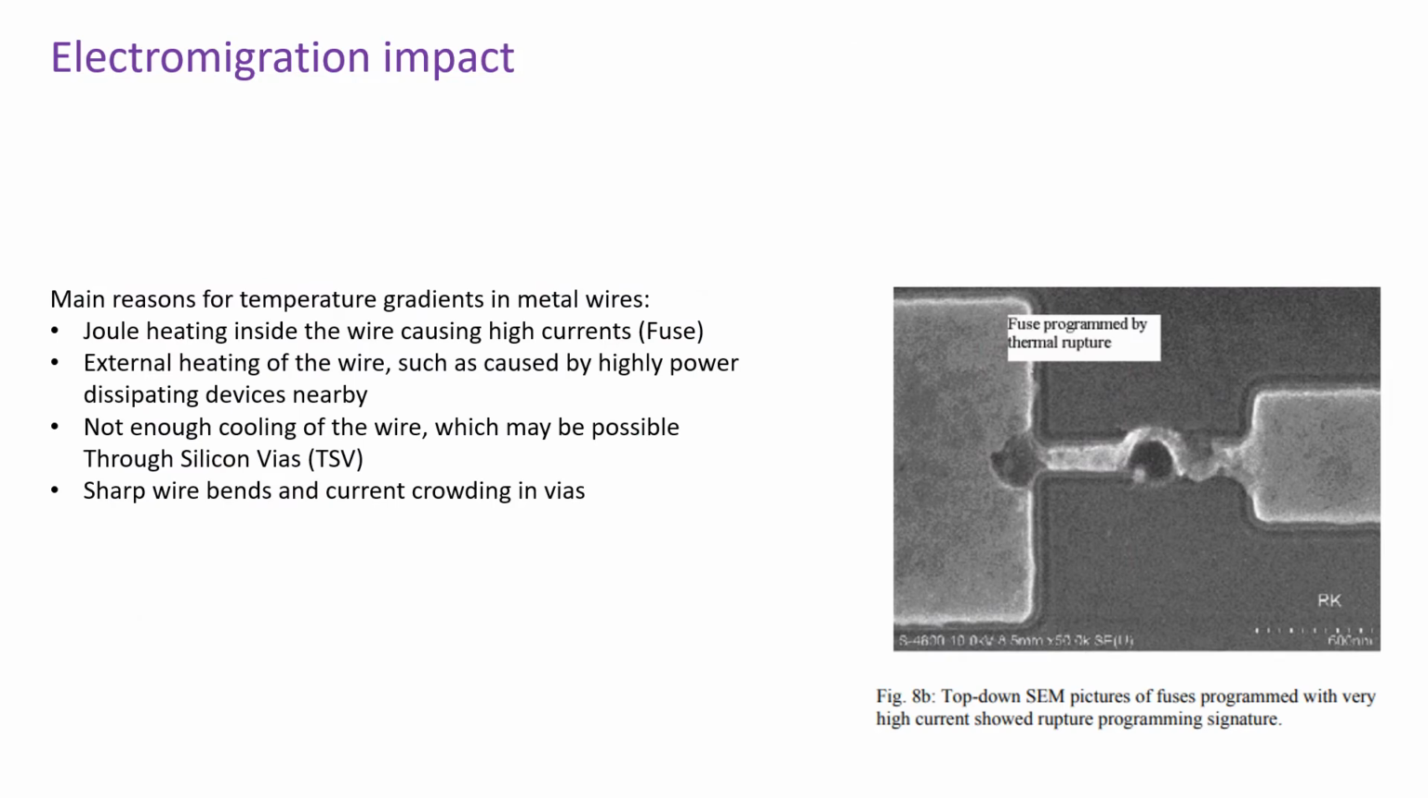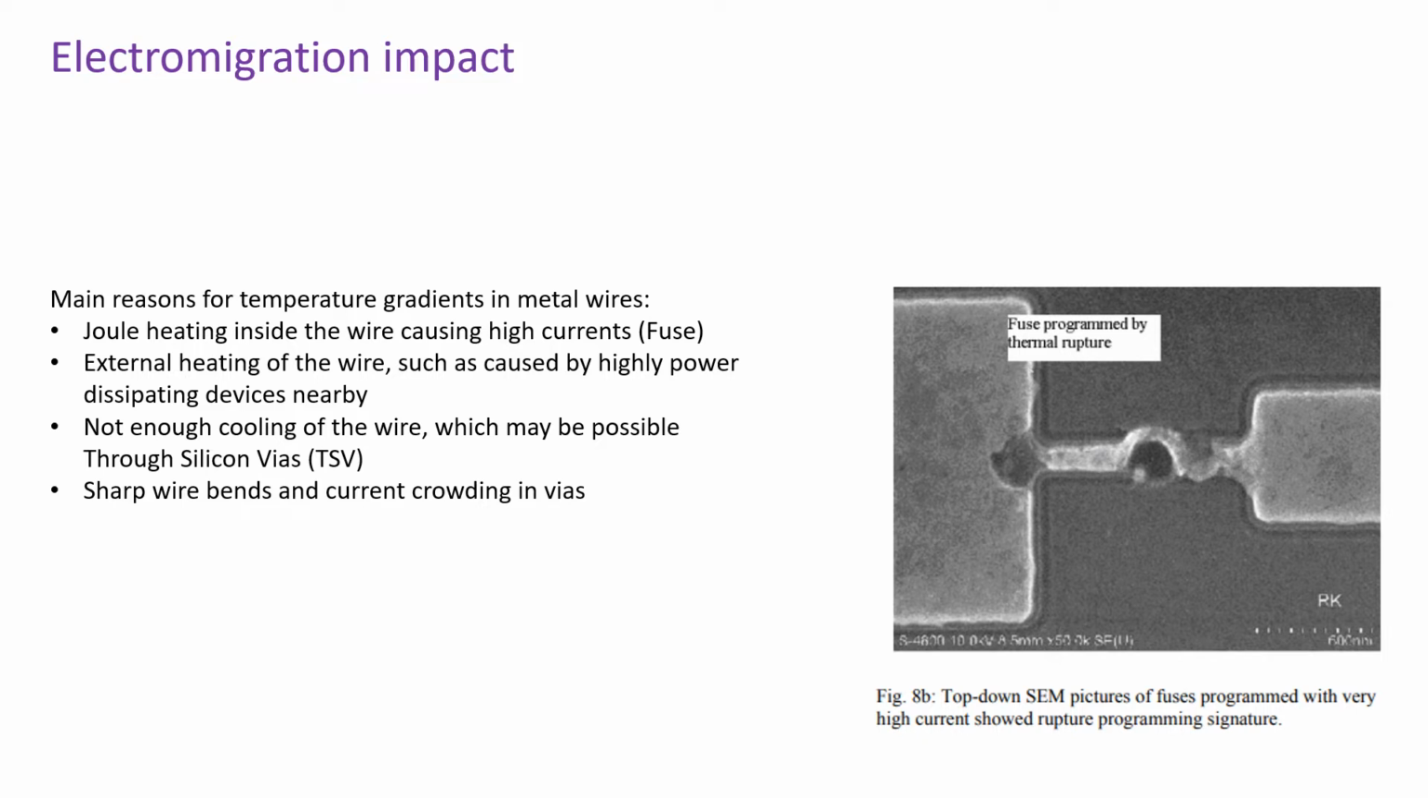In another approach, temperature gradients can also increase when there is not enough cooling to the wire. Usually in the lower geometry nodes, through silicon vias are now employed. They are connected to the heat sink. Thus, the heat is dissipated, and the wires are kept at lower temperature.